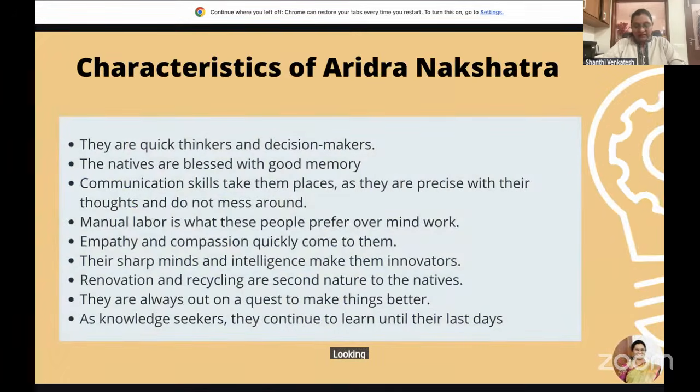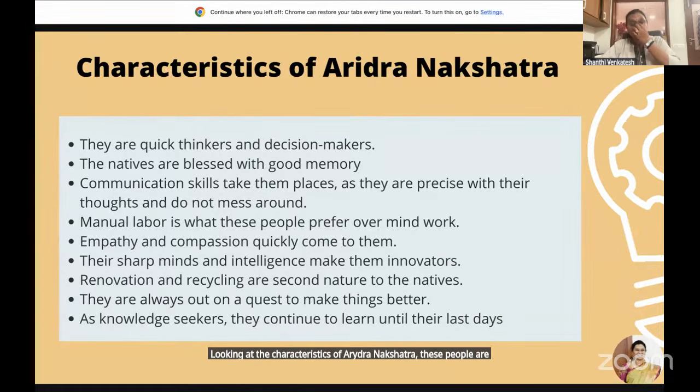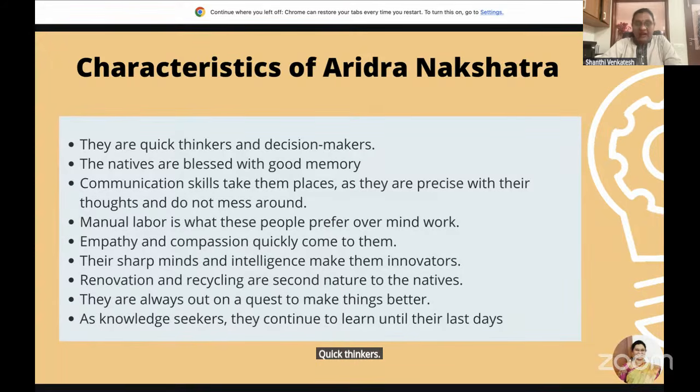Looking at the characteristics of Aridra Nakshatra, these people are quick thinkers and good decision makers. They have a very good memory and good communication skills. And this nakshatra is placed in Mithuna Rashi, not in Karkataka Rashi. It is placed in Mithuna Rashi.